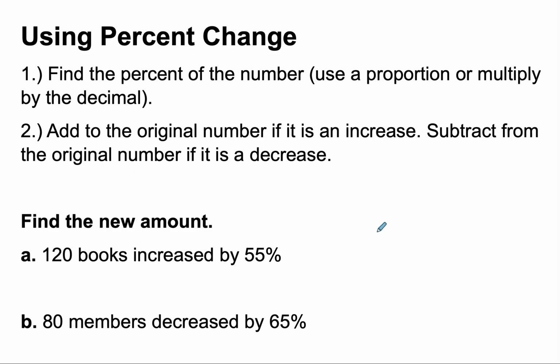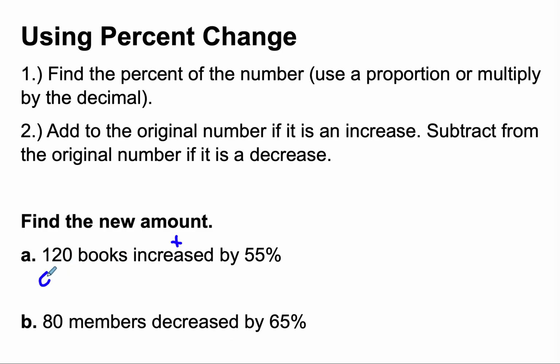All right. Using percent change. So find the percent of the number, either using a proportion or multiplying by the decimal. You add it to the original number if it's an increase. You subtract from the original number if it's a decrease. All right. Find the new amount. 120 books increased by 55%. Increase means we're going to add.